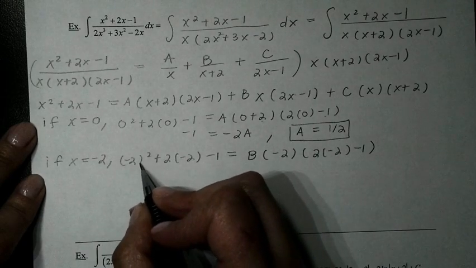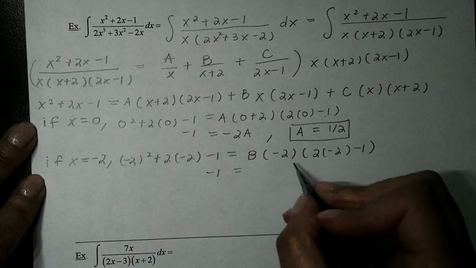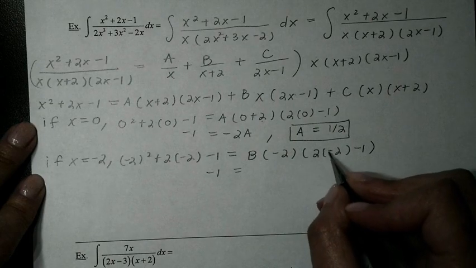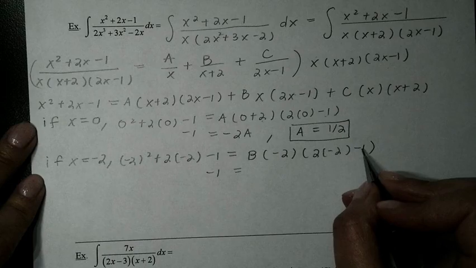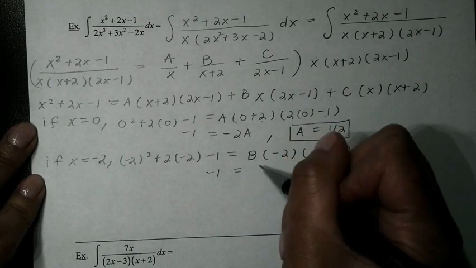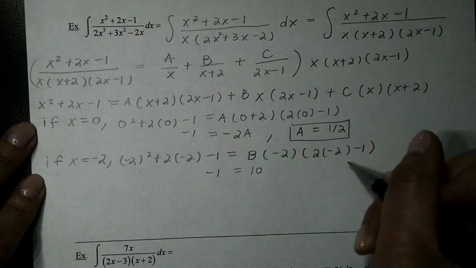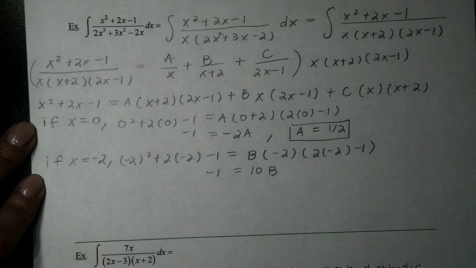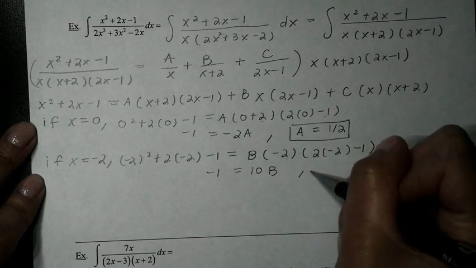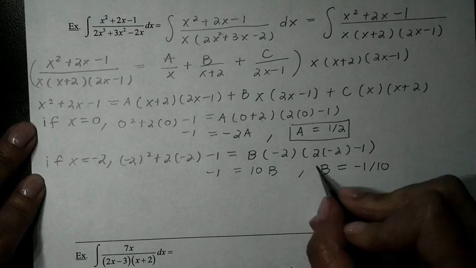So this is going to be 4 minus 4 is 0, so you have negative 1 is going to be equal to, and this is going to be a negative 2, and this is going to be negative 4 minus 1, that's going to be what? Negative 10. Okay, negative and negative, excuse me, positive. So b, what do you have here? You have that b is going to be negative 1 over 10. Okay, so you have that.